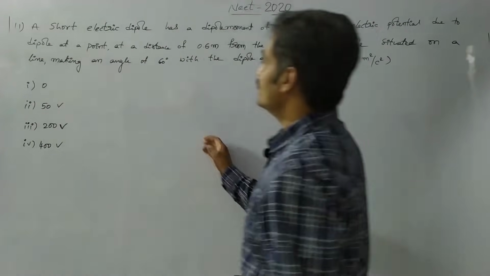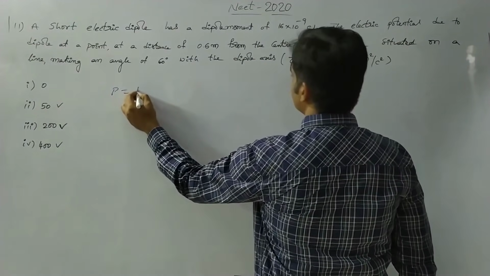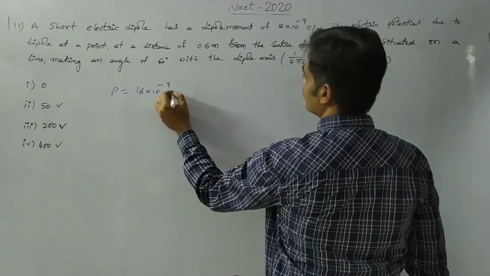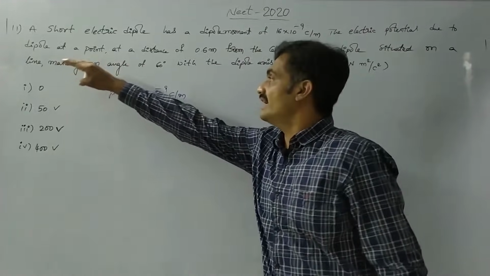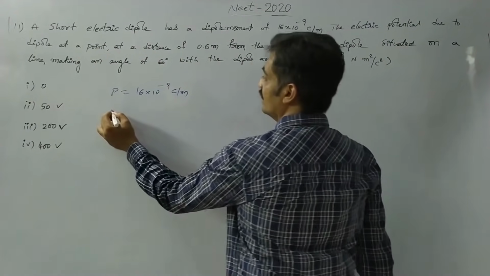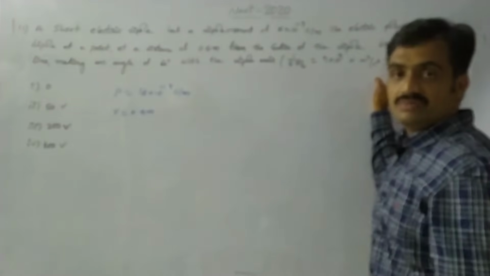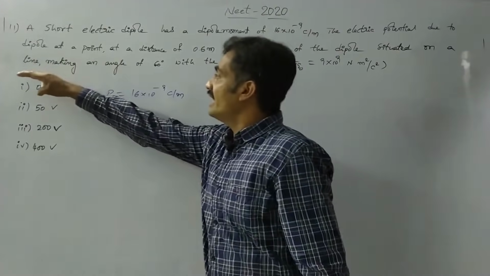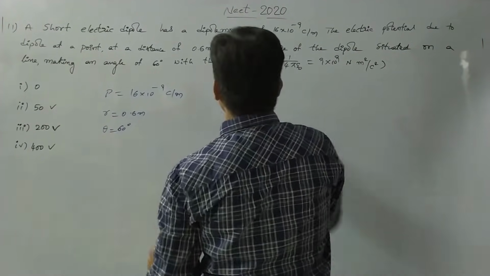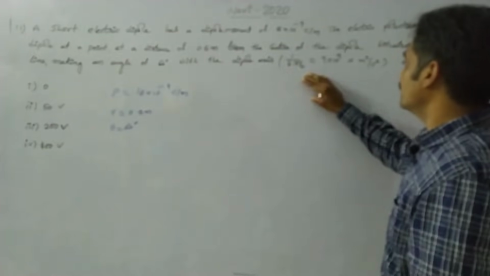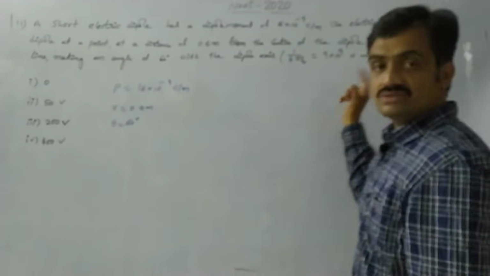The next question is, a short electric dipole has a dipole moment of P equals 16 into 10 to the power of minus 9 coulomb per meter. The electric potential due to the dipole at a point at a distance of r equals 0.6 meter from the center of the dipole, situated on a line making an angle of 60 degrees with the dipole axis. So here observe that 1 by 4 pi epsilon naught equals 9 into 10 to the power of 9 Newton meter square per coulomb square.